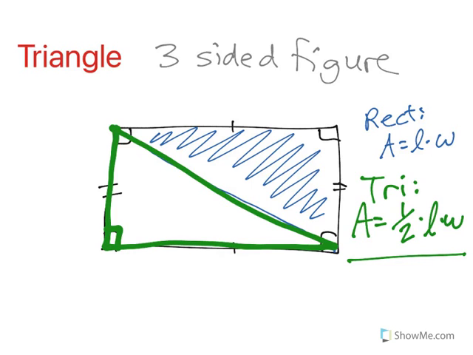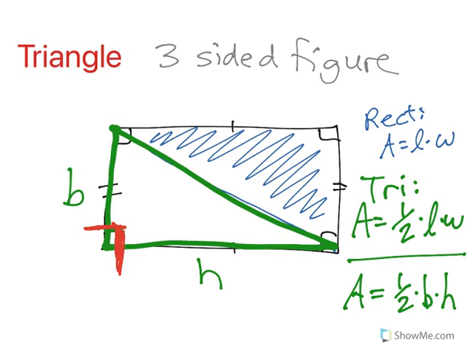Now, a lot of times for a triangle, we don't use length and width as the names. We use base and height. So you will see this more as 1/2 times the base times the height, where the base and the height are the 2 sides that meet at the right angle. Sometimes I will draw my right angle real big, and the 2 sides that it pierces, there's my base and my height. Those 2 are interchangeable.